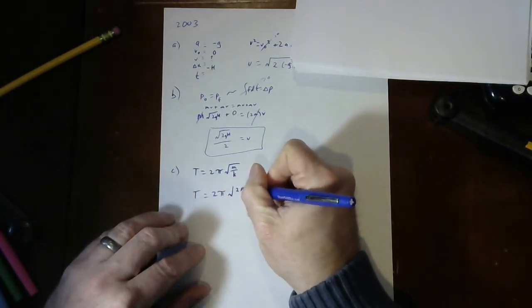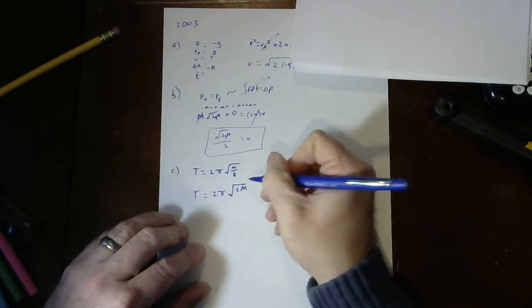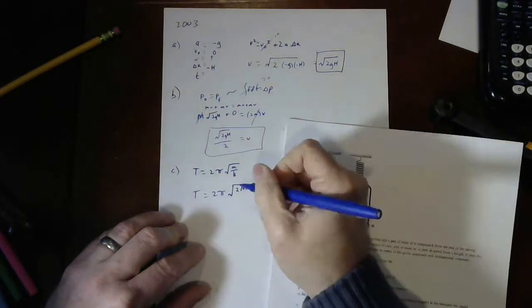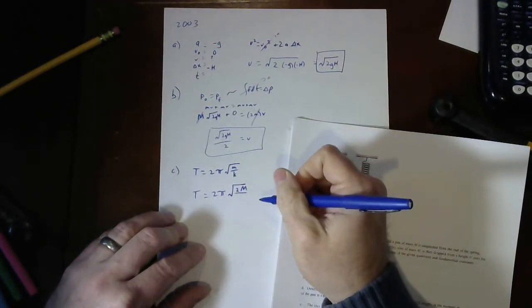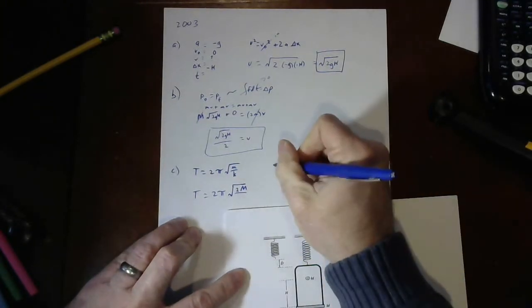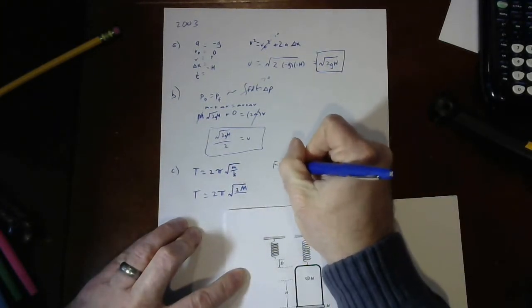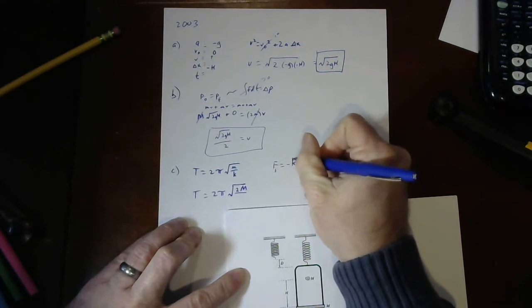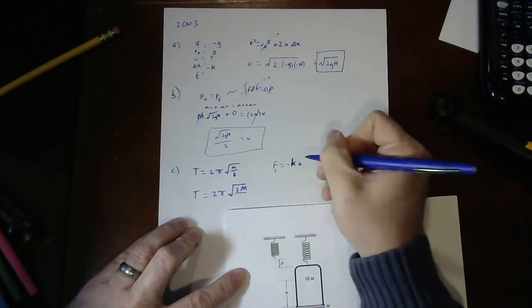Now the mass is 2 big M, right? Big M is what they call the mass of the pan and the mass of the clay. Now I just have to figure out what that spring constant is. Well, the spring constant, we know that comes from Hooke's law. Force of a spring is negative kx, right? And there's our spring constant, that lowercase k.